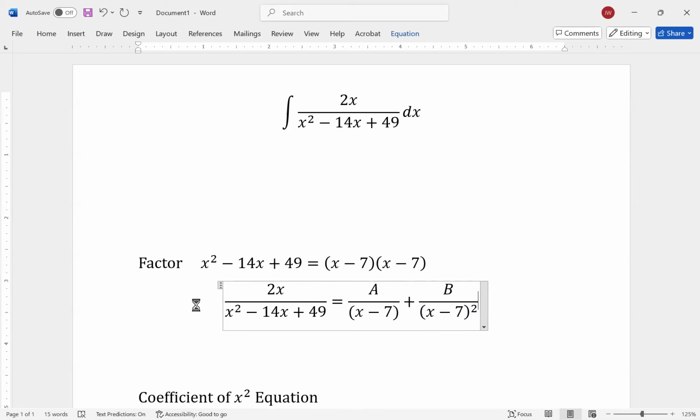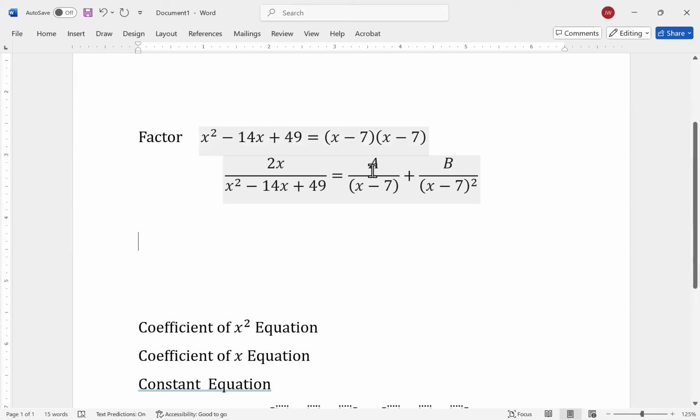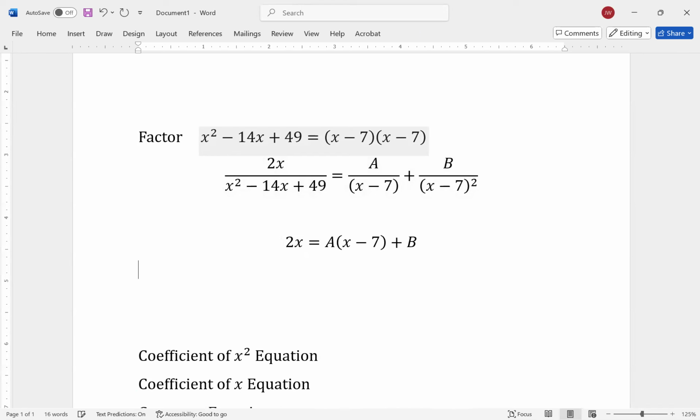In order to make the denominators equal, the first fraction, we'd multiply top and bottom by an x minus 7. So we get 2x equals A times x minus 7 on top. Plus the second fraction, I wouldn't have to multiply by anything, so I just get plus B. So that means 2x is equal to Ax minus 7A plus B.